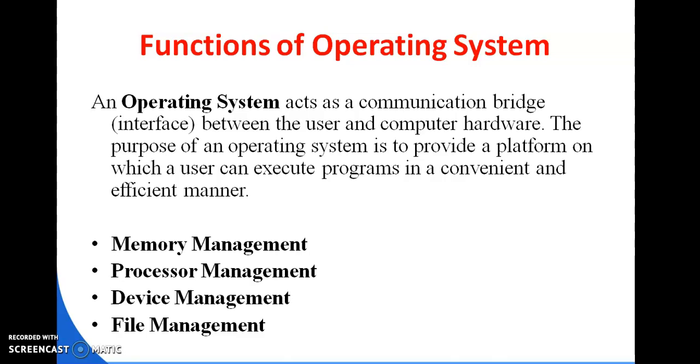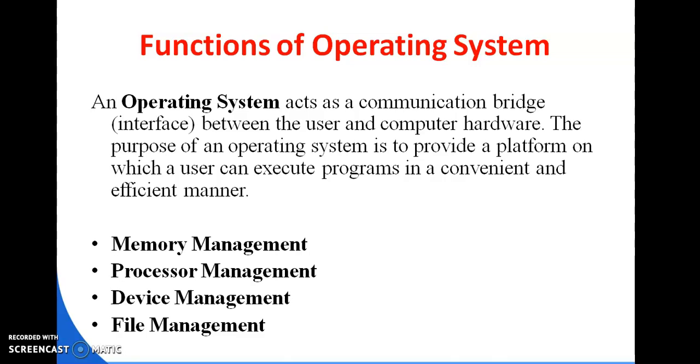That means allocation of the memory to the different processes is done by the operating system. Because basically we have only one single processor, single memory, and this memory is allotted among different types of processes. So that's why this memory management is a very essential function of the operating system.